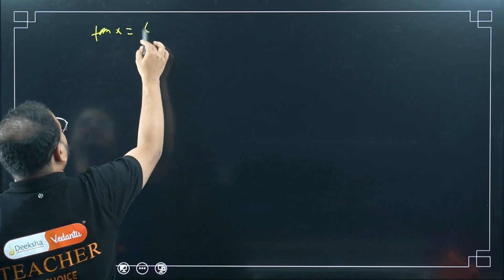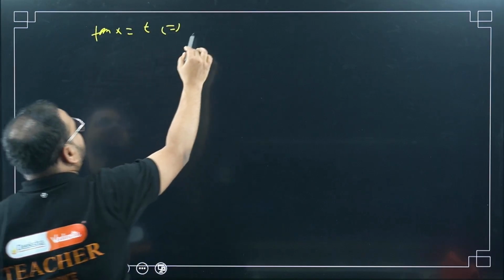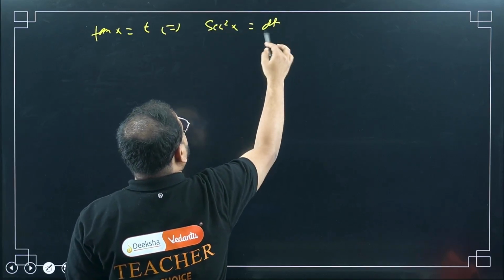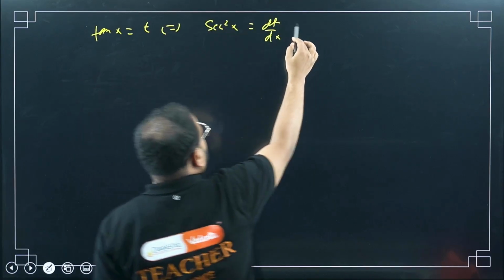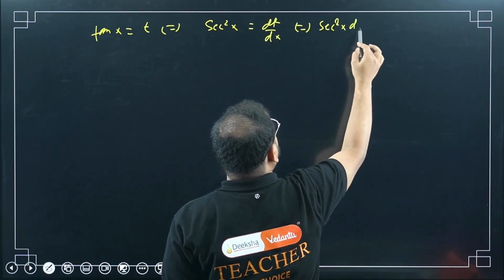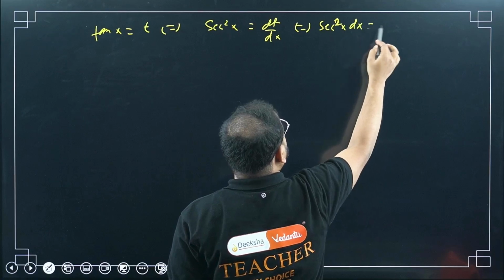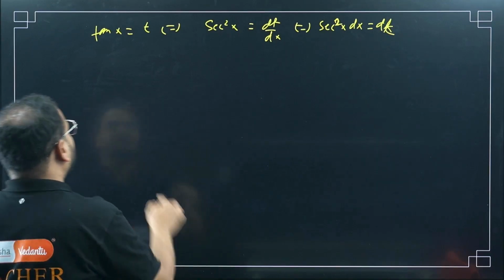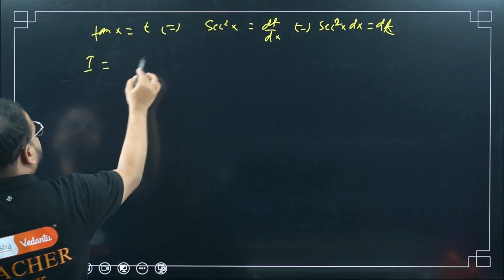Take tan x as t. Differentiate, please. What are you going to get? You will get sec square x equals dt by dx. Cross multiply. You get sec square x dx as dt. Replace. My integration will become what?